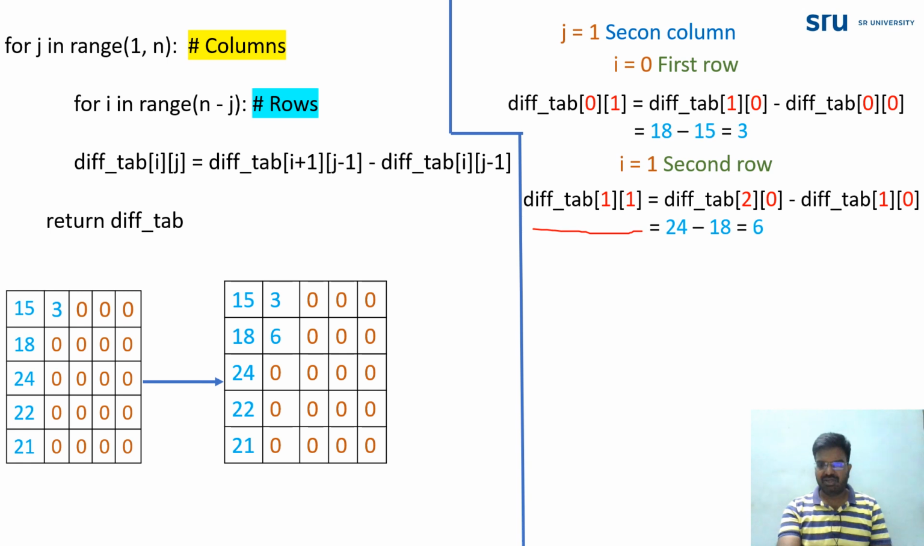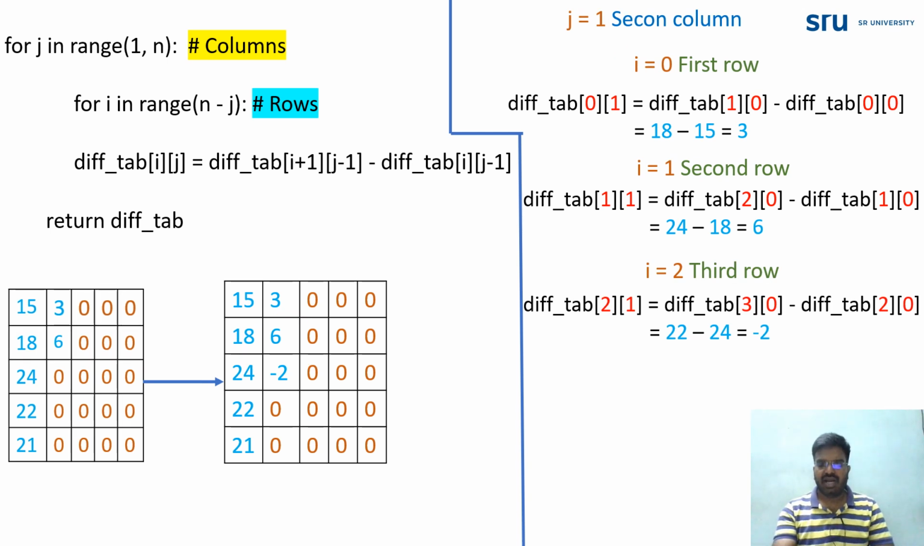See, the 2, 0 element. The 2, 0 element means third row, first column element, minus the 1, 0 element. 1, 0 means second row, first column. So 24 minus 18, that is 6. We are saving that 6 in second row, second column. You can observe here, we are saving that 6 in second row, second column. This is the resulting table after this calculation. Now i takes 2, which means it is the third row.